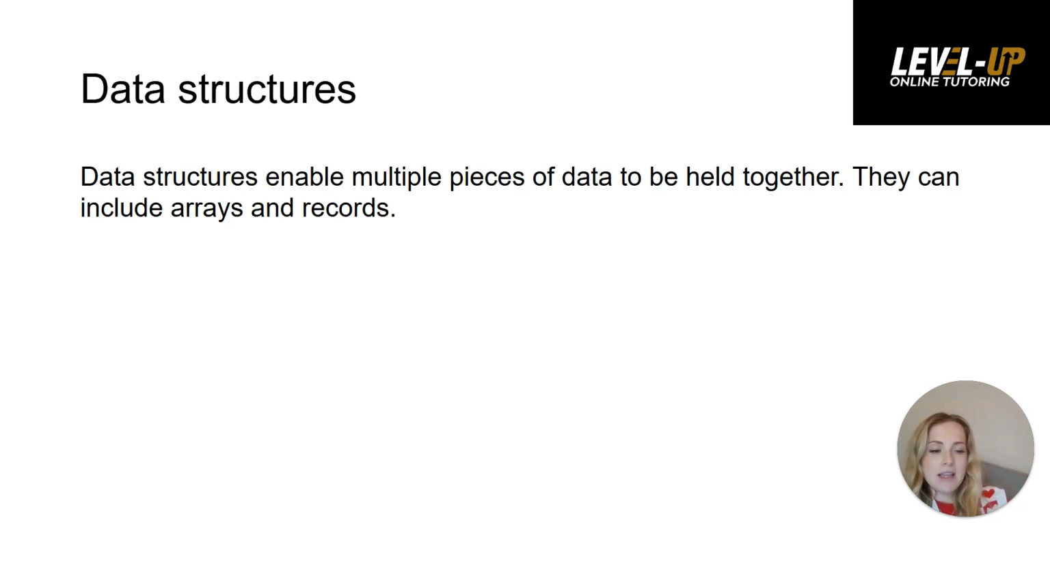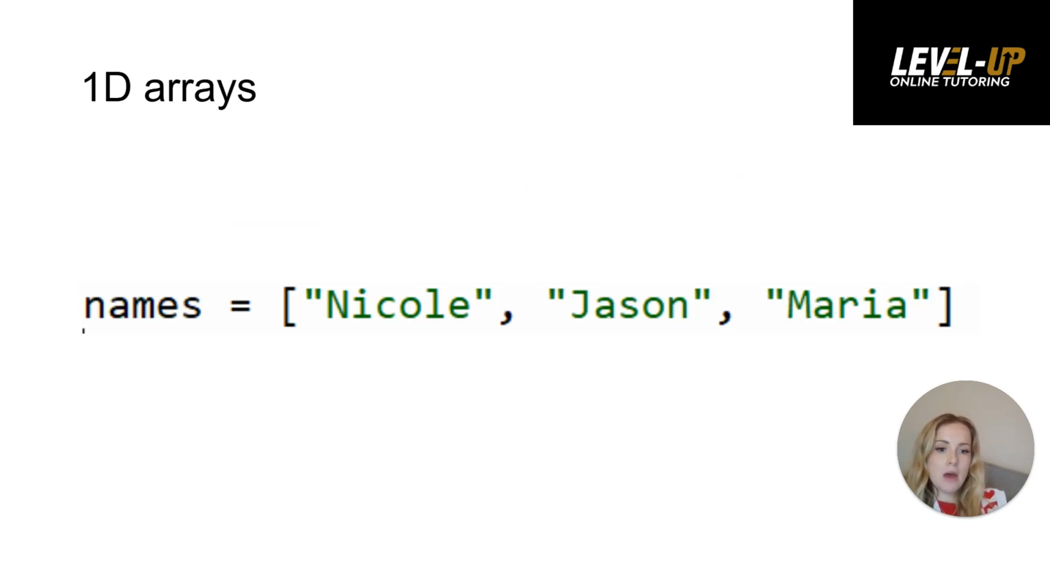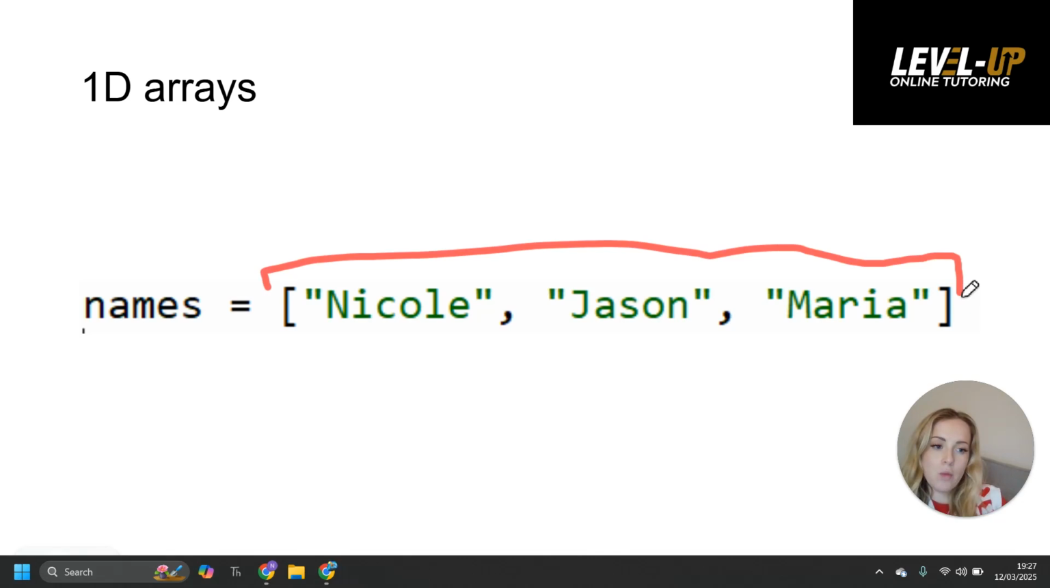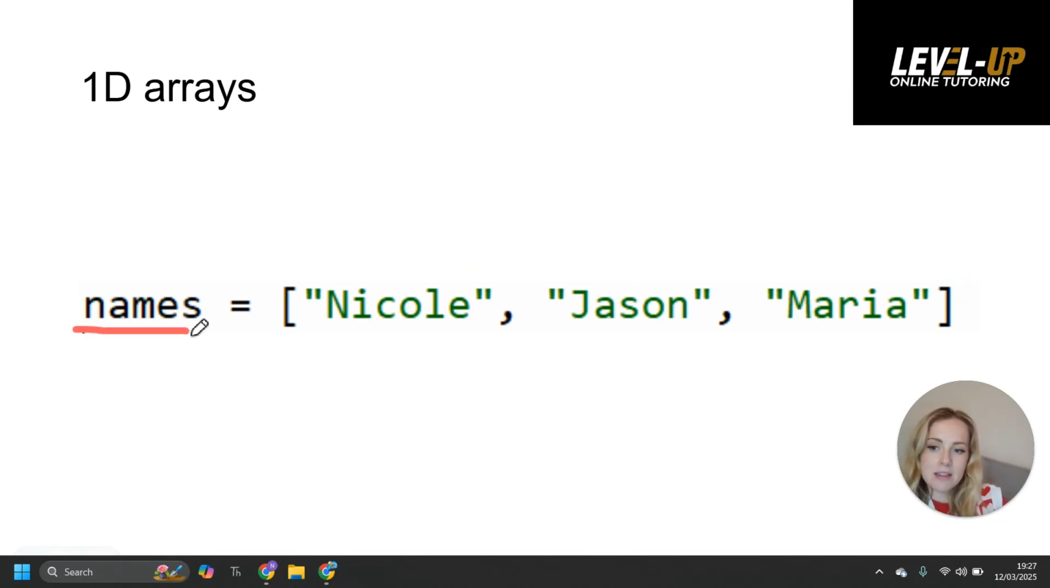So this is where data structures come in, and they are really, really useful because they allow multiple pieces of data to be held together, normally of the same data type. So I'm talking about 1D arrays, 2D arrays, and something called records, which we will touch on in another video. Today, we're just looking at 1D arrays. So this is what it looks like in Python. We have a 1D array, the name of it is names, and we have 3 values: Nicole, Jason, and Maria.